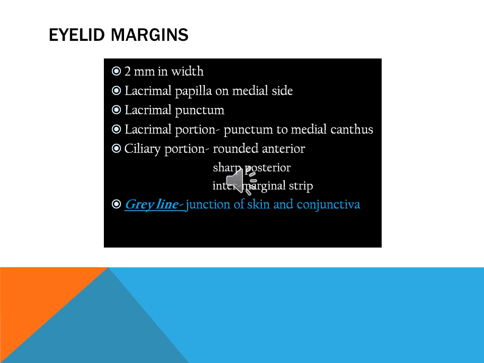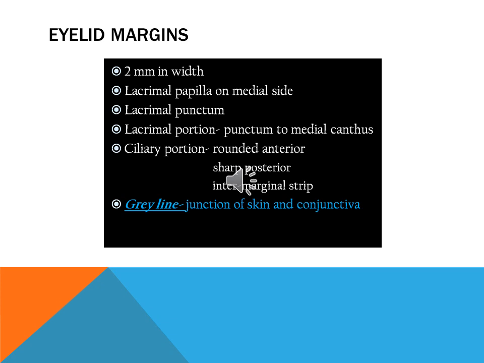The junction of these two is posterior to the openings of the meibomian glands. This marks the mucocutaneous junction. This also marks the junction between the dry and the wet portions of the eyelids.